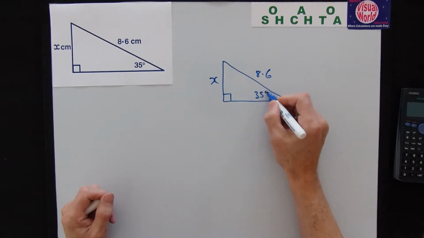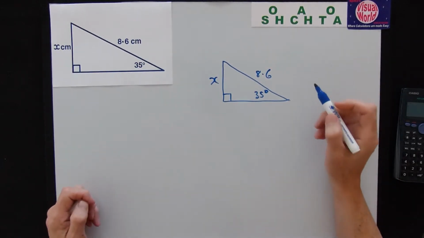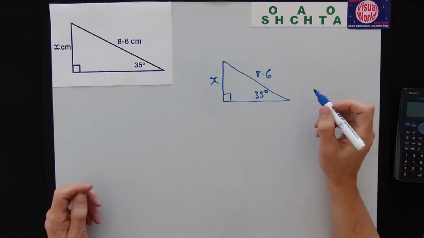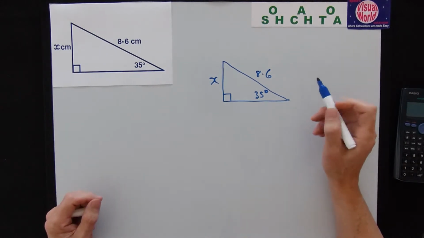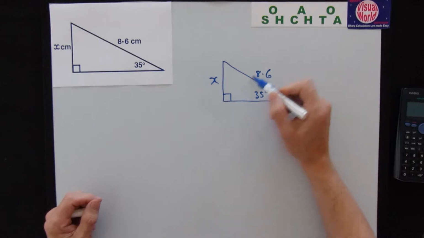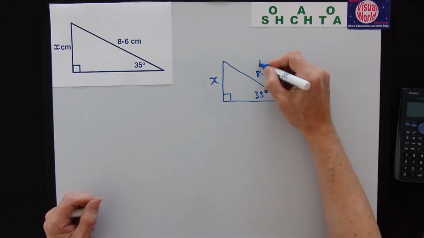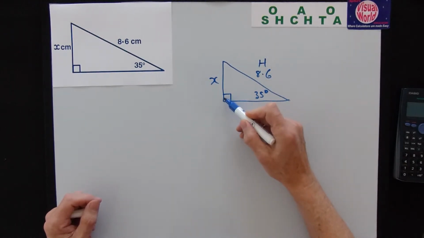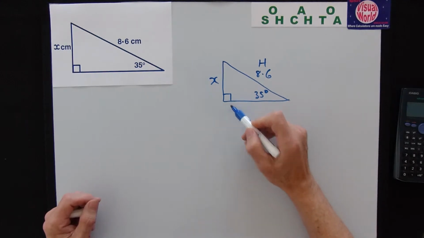X, 35 degrees. Now, make sure you name the triangle properly. That's where a lot of mistakes are made. So the biggest side's called the hypotenuse, which you put an H on. It's always opposite the right angle, since the right angle is always the biggest angle.